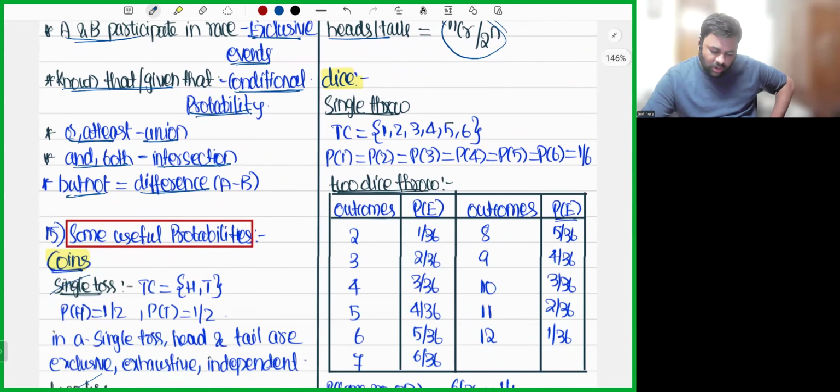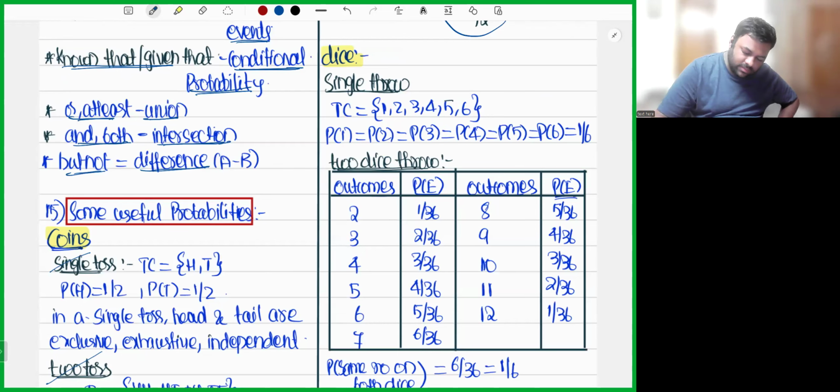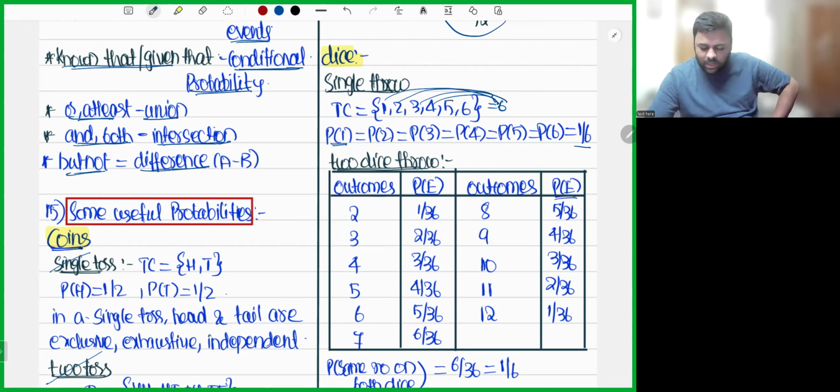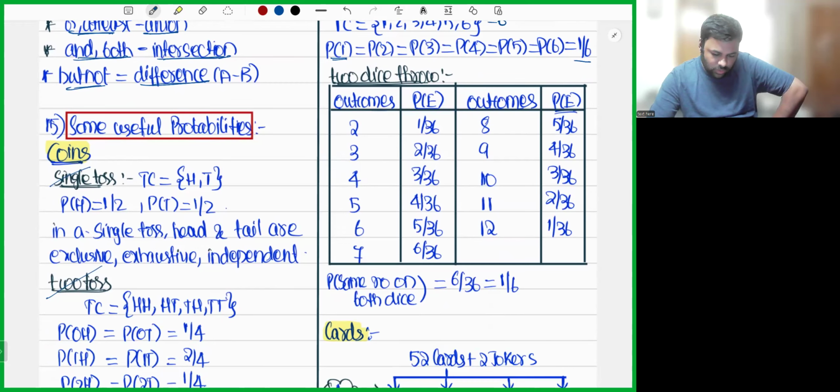Next, dice. You're throwing a single die. So what are the total cases? 1, 2, 3, 4, 5, 6. So total cases are 6. So what's the probability of getting 1? 1 by 6. Getting 2, 1 by 6. Favorable cases by total cases. Again, favorable cases by total cases. So if you're throwing a single die, the probability of getting 1 or 2 or 3 or 4 or 5 or 6 will be 1 by 6. Sir, what if you are throwing 2 dice? Now let's see what happens if you throw 2 dice.